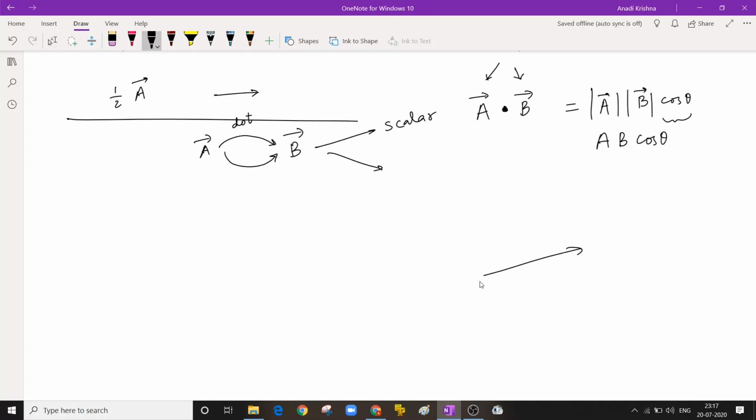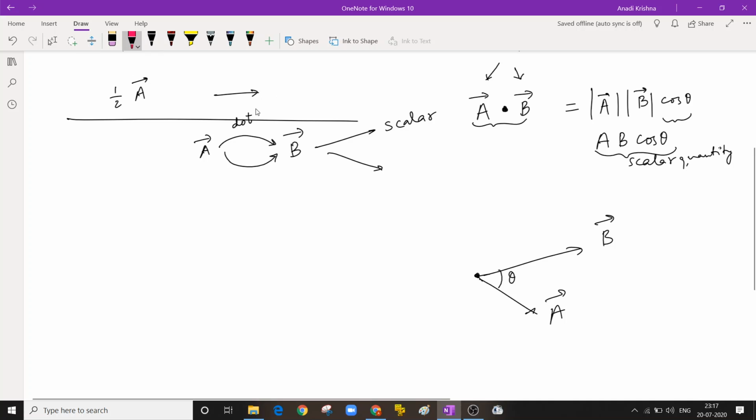Theta is the angle between these two vectors a and b. This is a vector, this is b vector. This is theta, the angle between two vectors when they are joined tail to tail. So the scalar product of two vectors gives you just a number, just a scalar quantity. It does not remain a vector anymore. So the dot product is not conservative. It is said that it is not conservative.